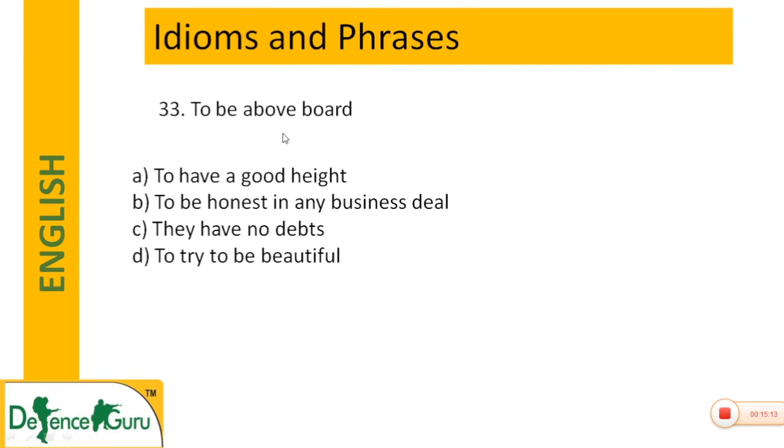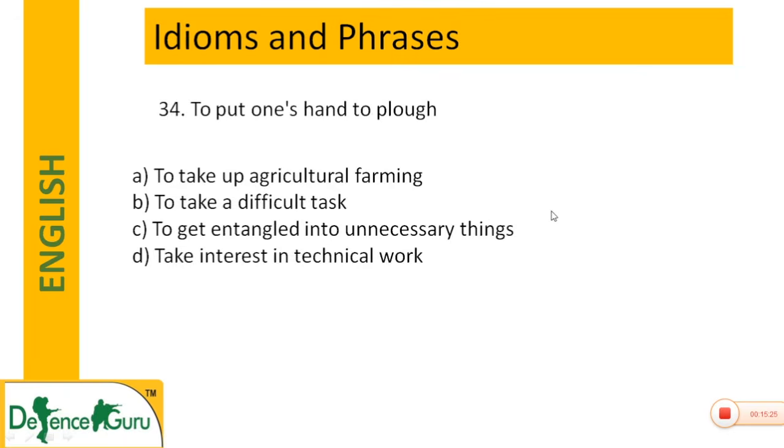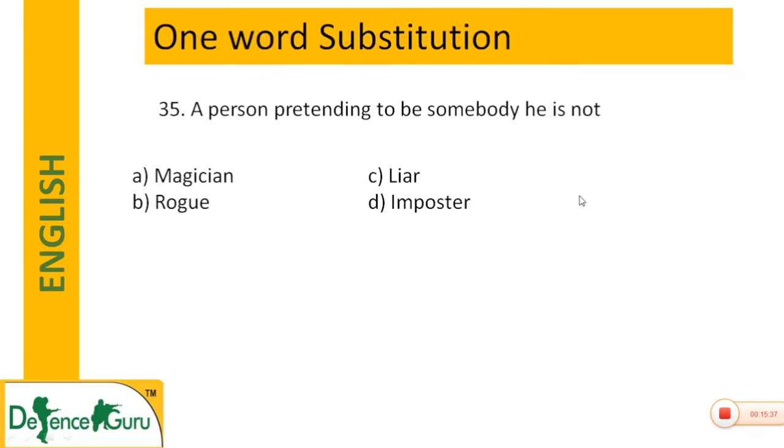Now to idioms and phrases. To be above board means to have a good height, to be honest in any business deal, to have no debts, or to try to be beautiful. Here option B is correct, to be honest in any business deal. 34, to put one's hand to the plow. It means coming forward to assist, that means to take a difficult task. That will be the right one, to take a difficult task.